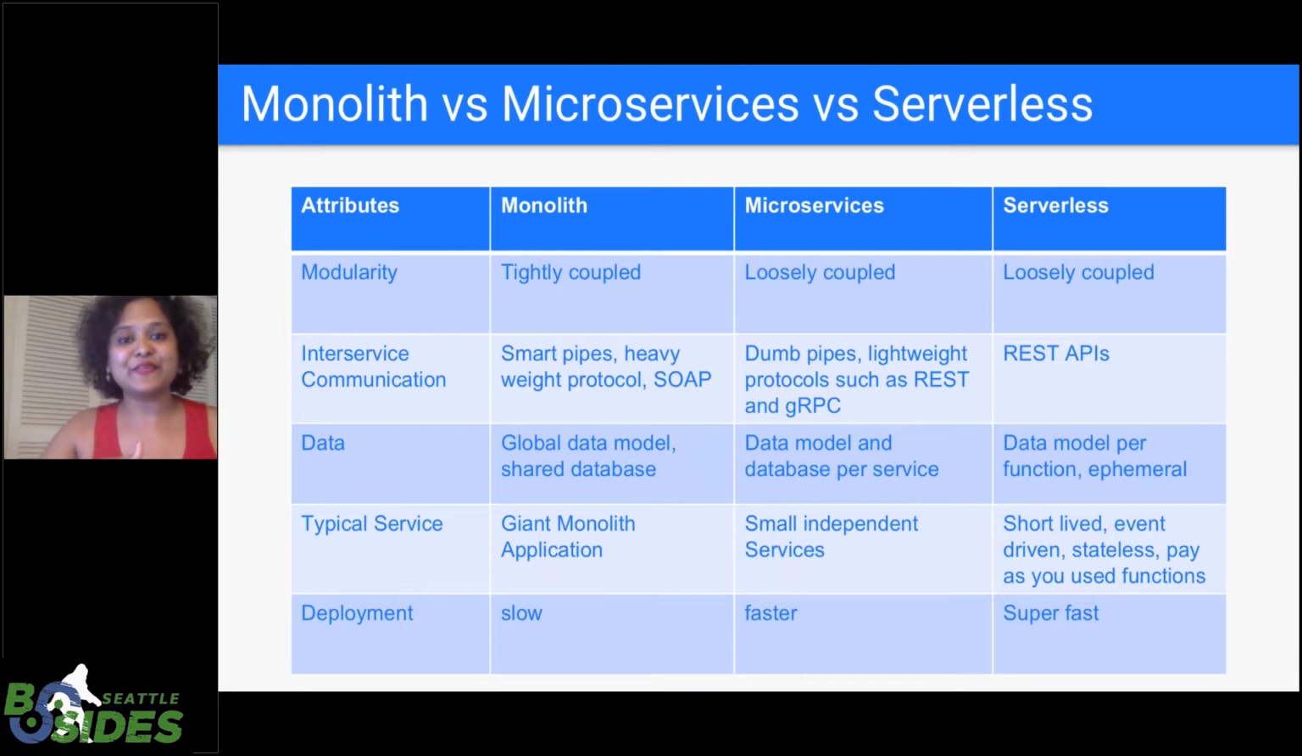And in case of serverless, we all know the data is ephemeral. And we are going to talk a little bit more about it after a few slides. What are the threats associated with the data handled by serverless?